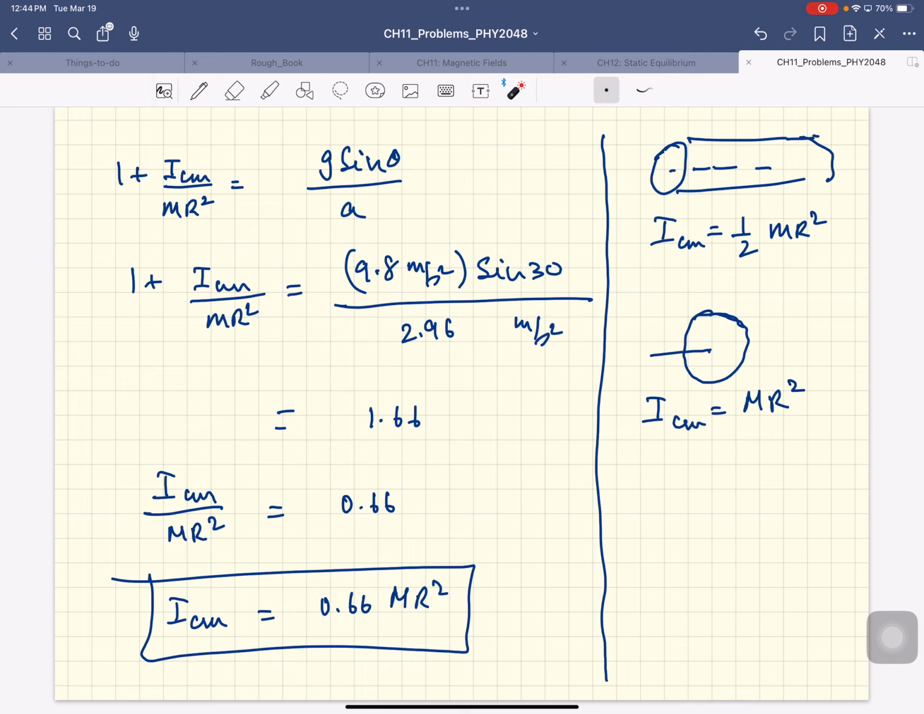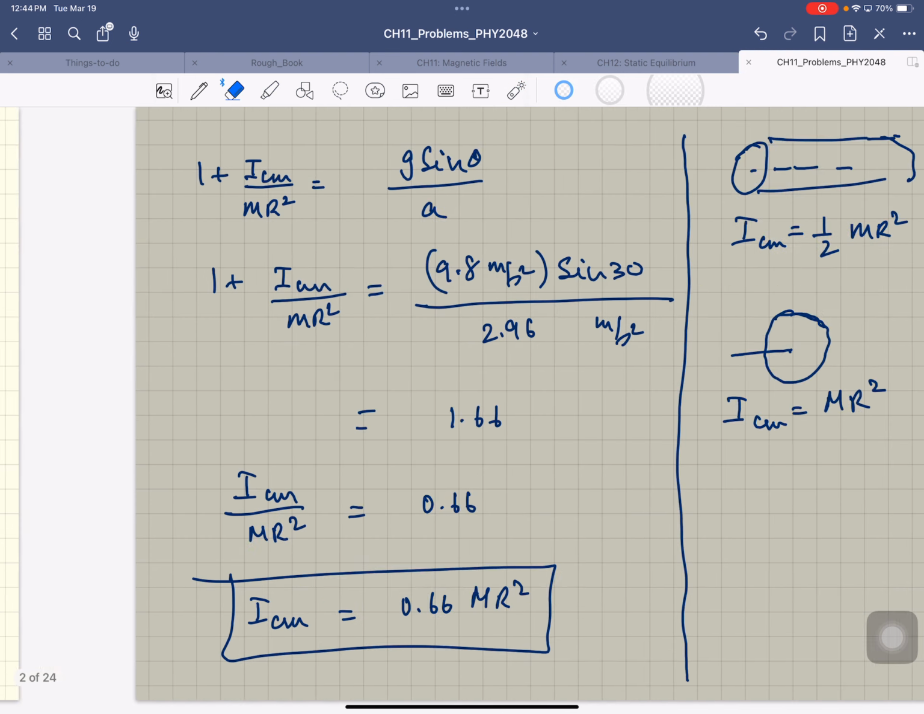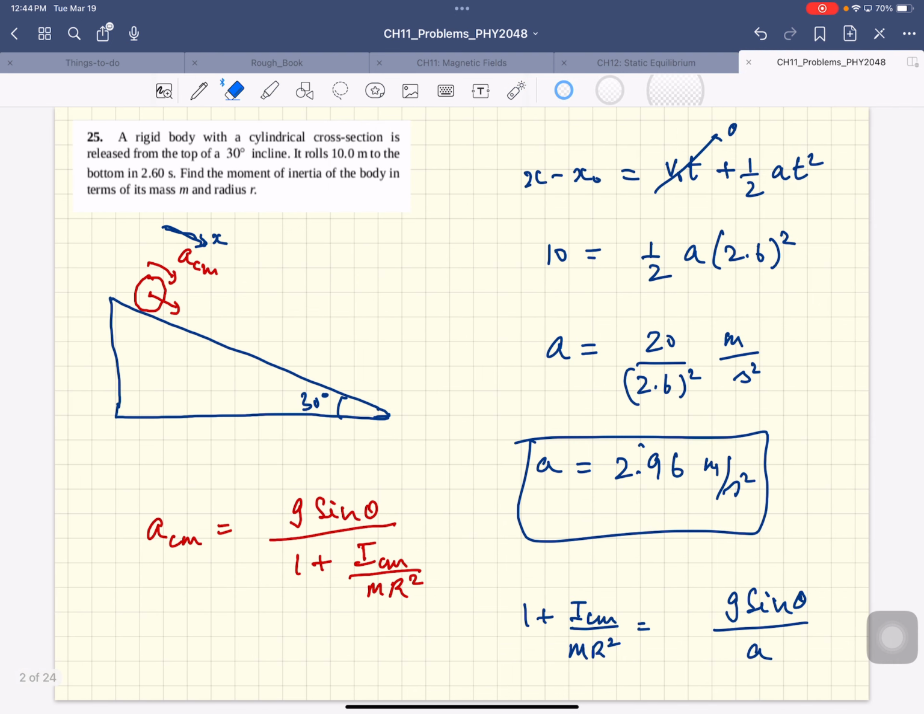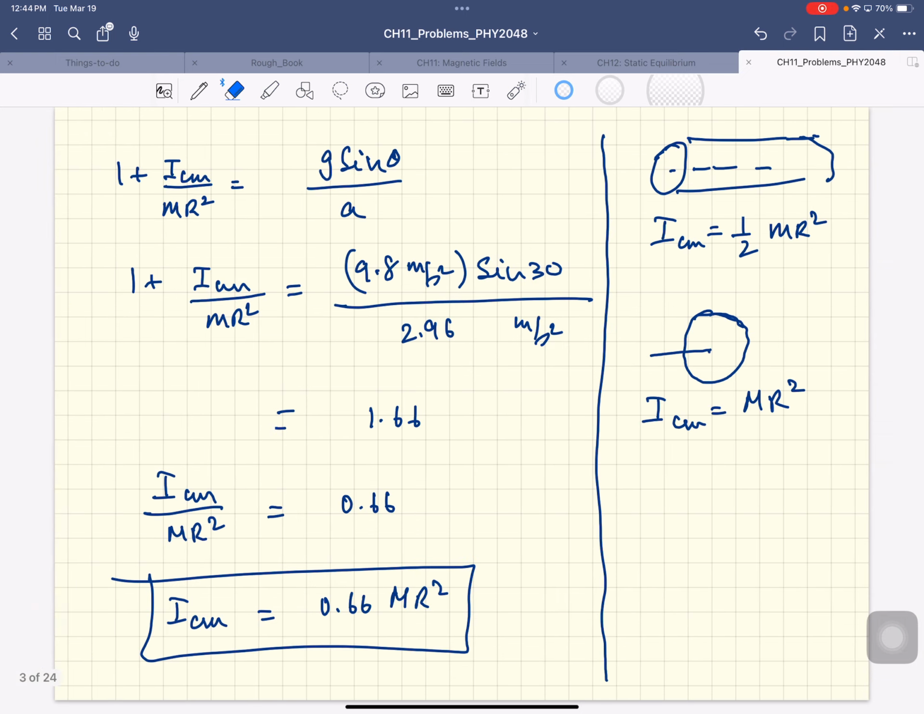Did you guys understand that? So that's what those numbers mean, and that's what we found that for. Any questions? All right.